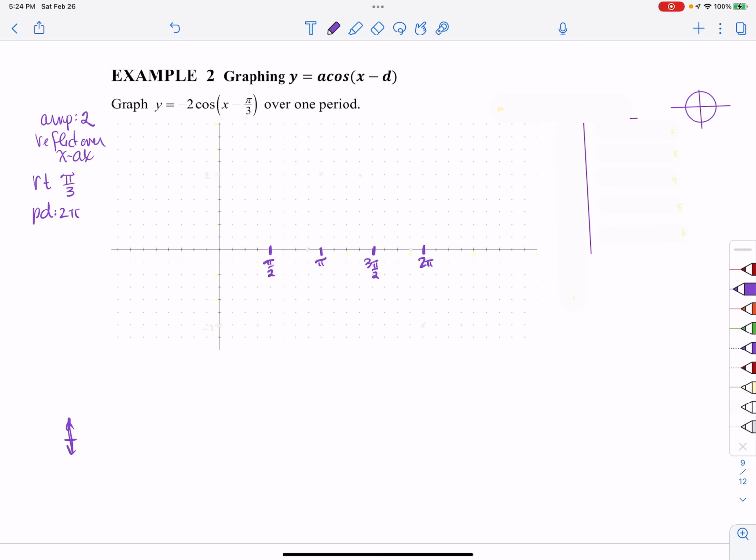This is a cosine graph. Cosine graphs normally start at the maximum, but because this one's reflected over the x-axis, we'll be starting at the minimum. So my max and my min values are going to be 2 and negative 2, so we'll start at the minimum. And not only that, but my ending value is also going to occur at the minimum.